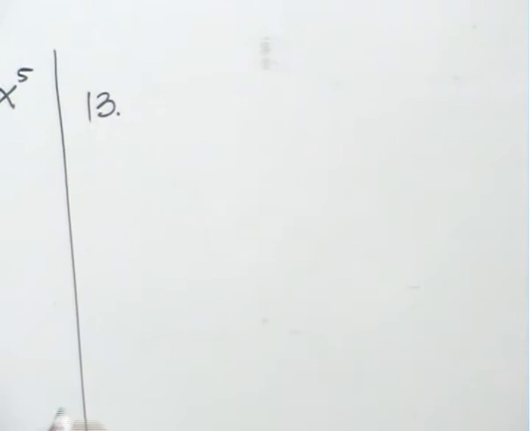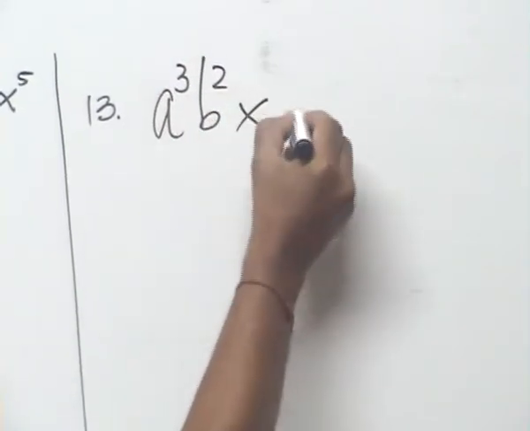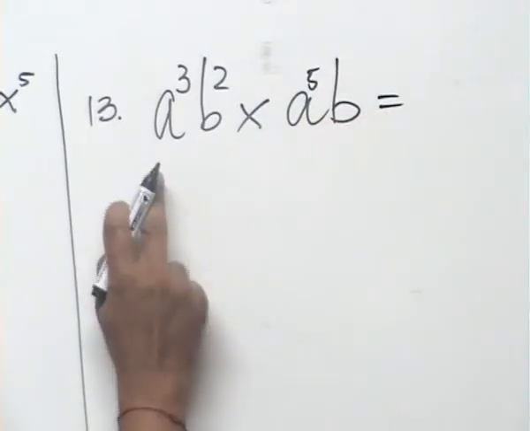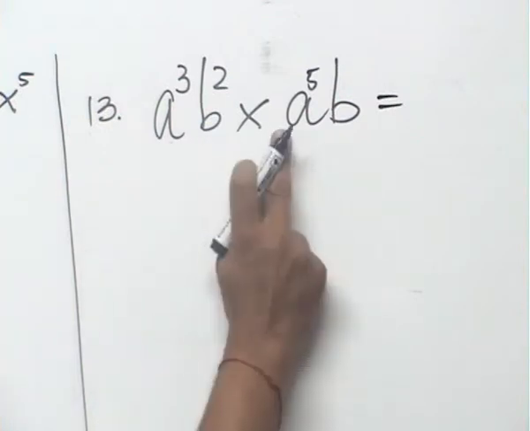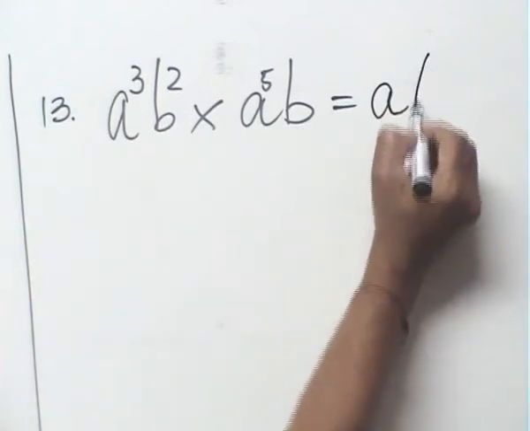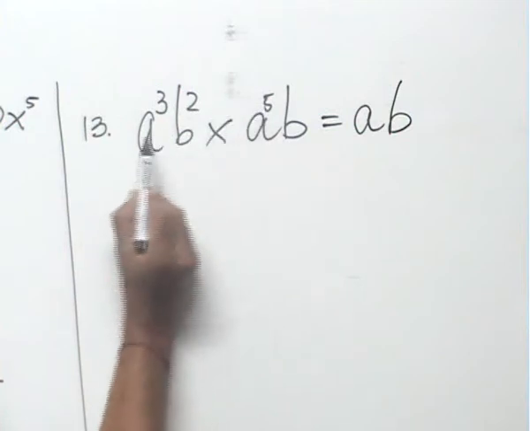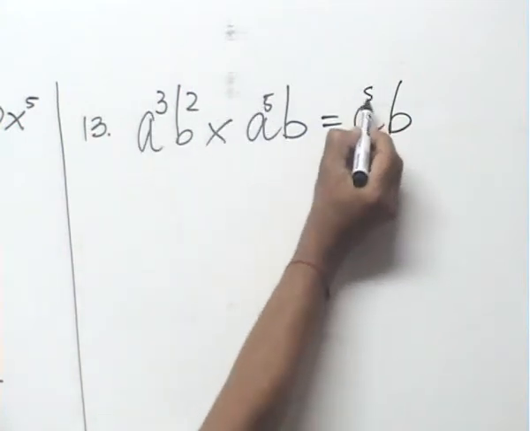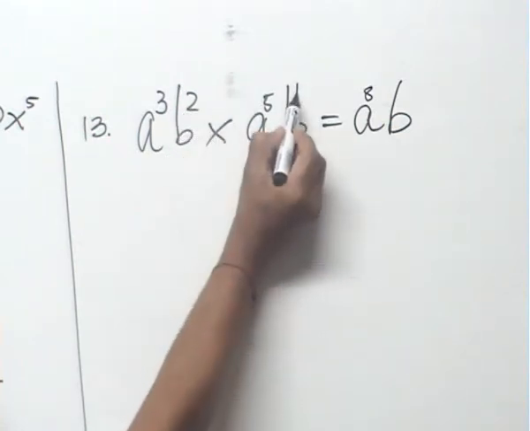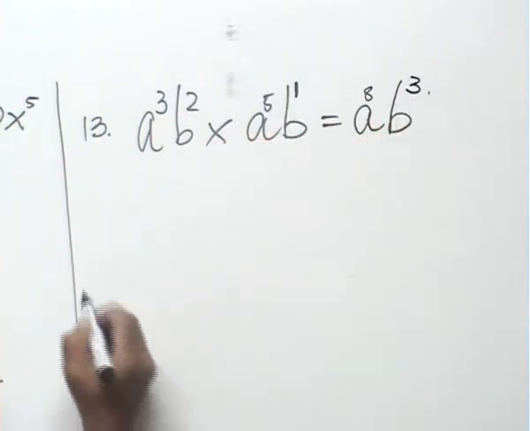Number 13, I can give you two powers to multiply at one time. Then you say, right, no problem, there's an A here and a B, there's an A here and a B, so for the A's, I'll write A, for the B's, I'll write B. Now, for the A, it will be 3 plus 5, that gives me 8. For the B, there's a 2 here and a 1 that is understood. So 2 plus 1, 3.